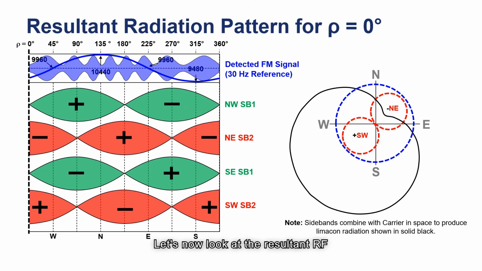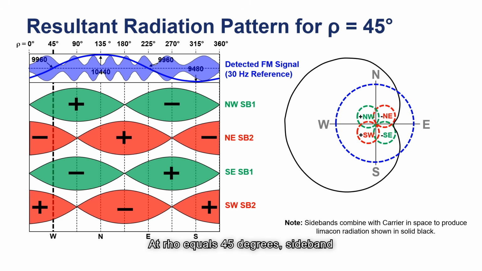Let's now look at the resultant RF pattern when carrier and sidebands combine in space, starting at ρ equals 0 degrees. Remember, the reference carrier is radiating from all antennas all of the time. Only sideband number 2 amplitude is present from the northeast and southwest antennas. The northeast subtracts from the carrier and the southwest adds to the carrier, giving the limacon pattern. Maximum limacon radiation is at azimuth of 225 degrees and a minimum limacon radiation at an azimuth of 45 degrees.